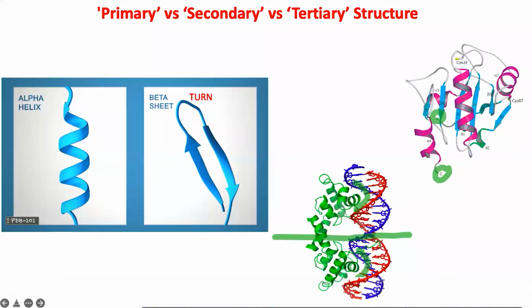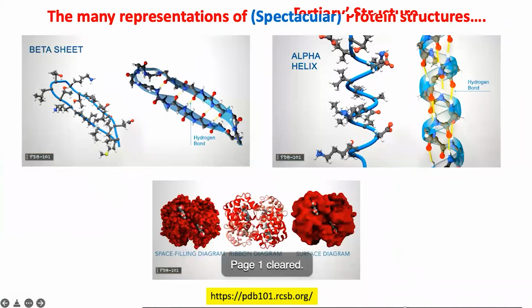And you can notice that each of these secondary elements, so this is a two-dimensional picture, are all packed against each other to make a final folded state of a protein. Okay, just more representations of beta sheets and alpha helices, showing you the actual atoms along the length of the alpha helix and the beta sheet. Also showing you the hydrogen bonds in yellow, which stabilize the alpha helix.